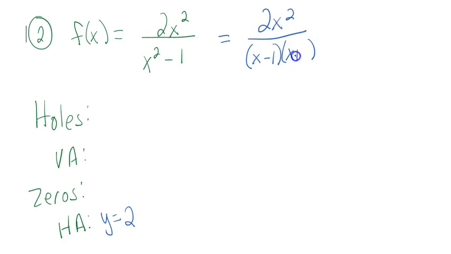So x minus 1 and x plus 1. Okay, holes. Does anything cancel out? And obviously nothing does, so again I have no holes. Then I ask myself for vertical asymptotes, what would give me 0 on the bottom? 1 or negative 1. So my vertical asymptotes are x equals 1 and x equals negative 1. Zeros are where the top would be 0. So again, 0. That's what would give me a 0 on the top. So that's how I'm going to look at this problem.